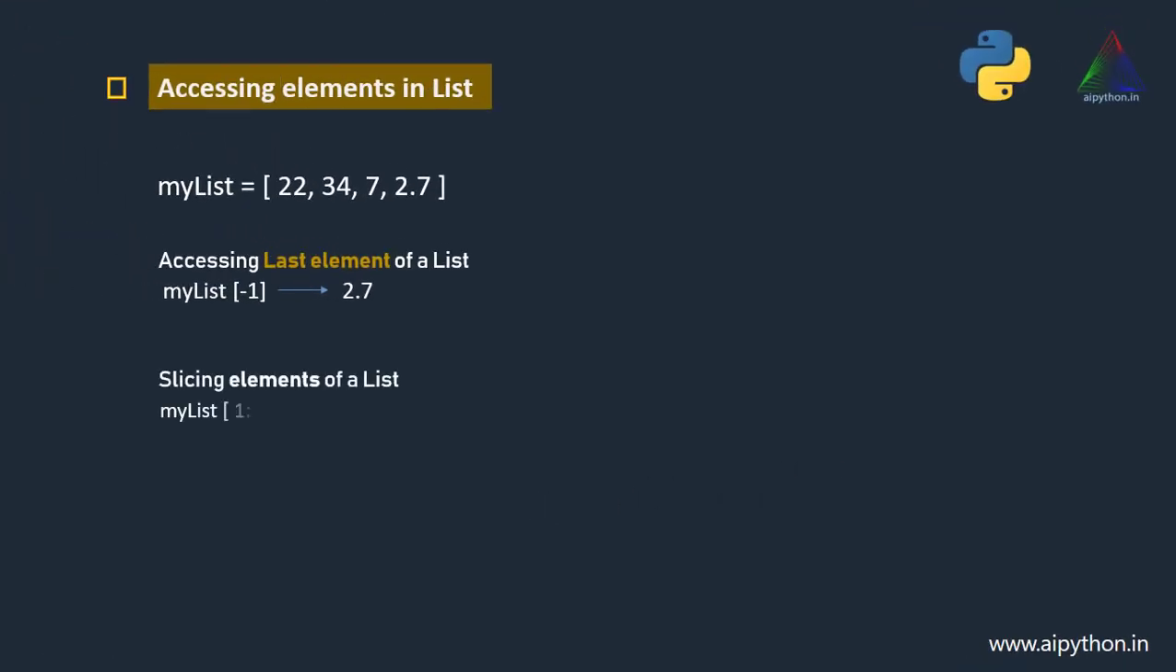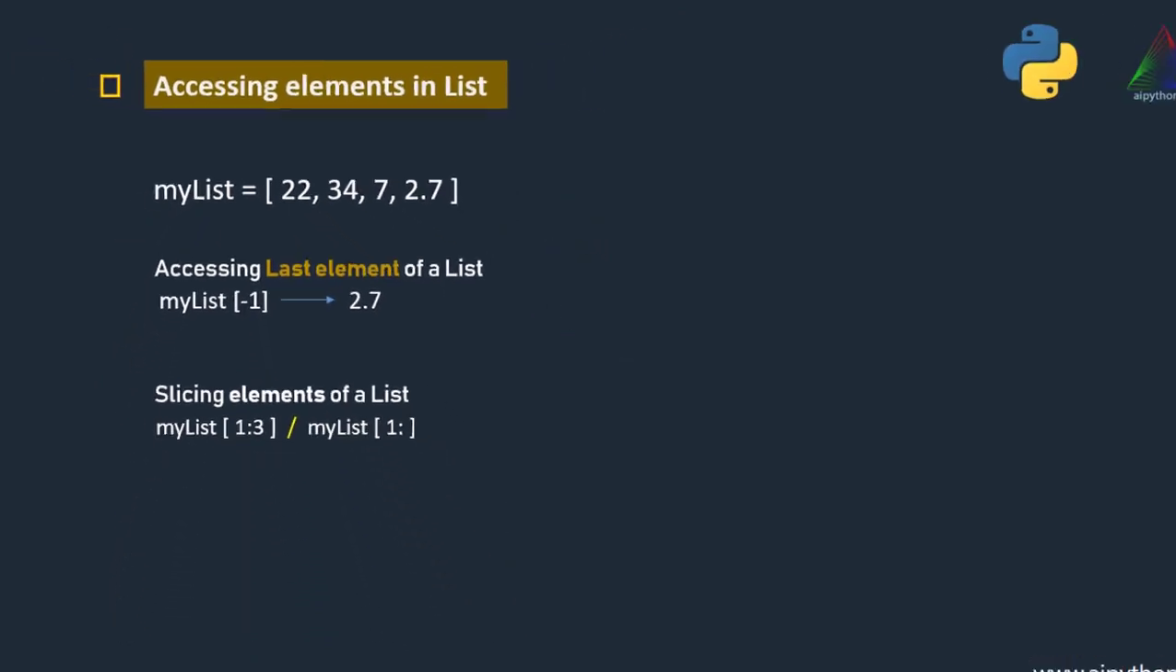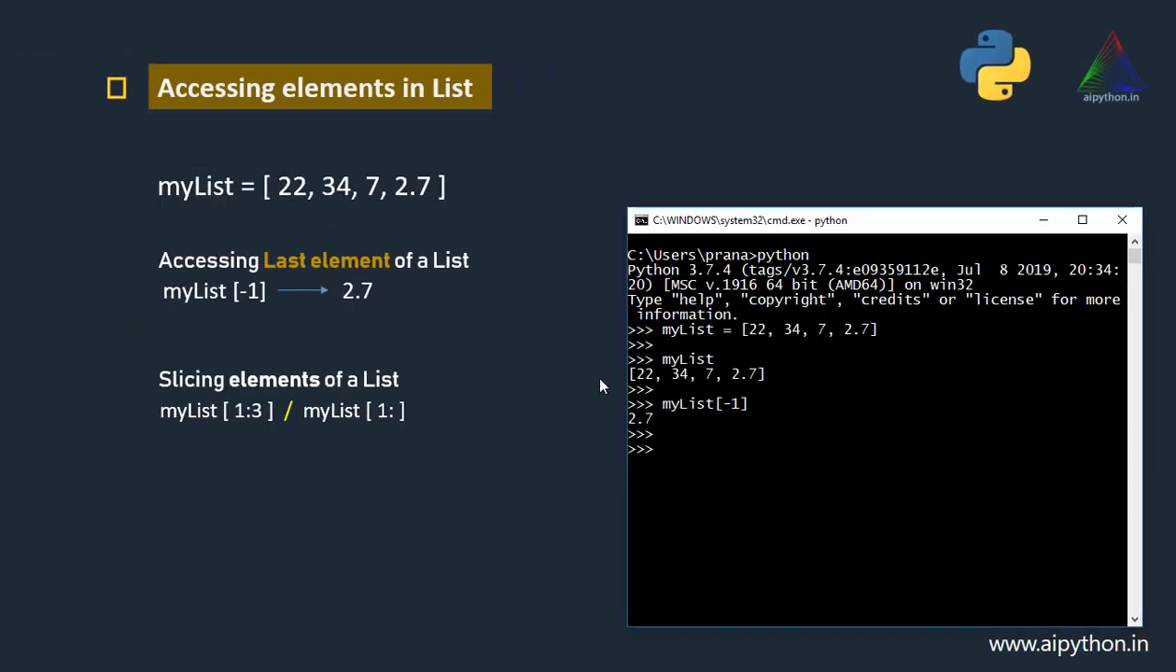Next we'll have slicing a list. Slicing elements of a list means extracting one or more elements from a list at a time. So the syntax for slicing looks like my_list, the name of your list, and then square brackets, and then the starting index number, colon, end index number. So it will give you all elements which start at index number 1 and go up till 3 but not including 3. So don't confuse, it will give you elements from index number 1 to 3 but not including 3. So it will give you two values. We'll see through an example.